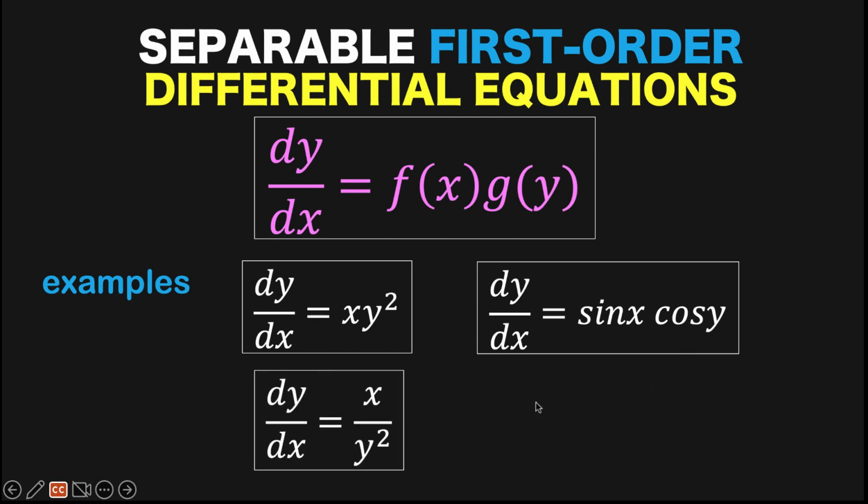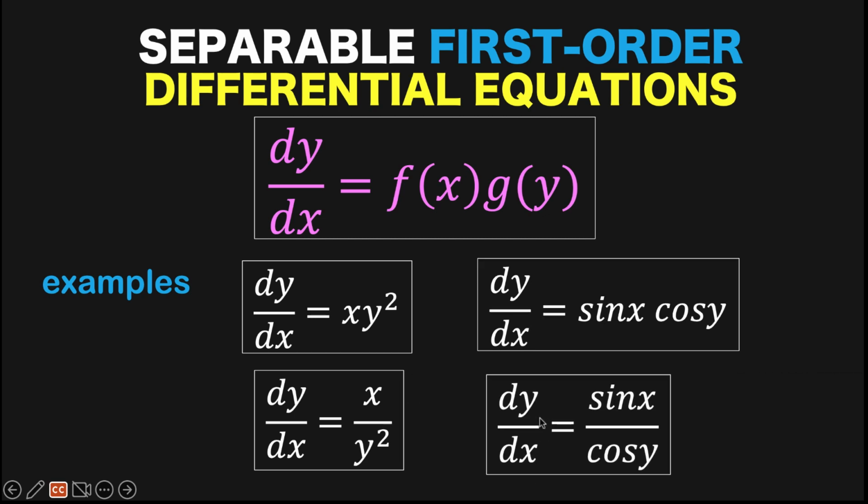Here's another example. dy over dx equals x over y squared. Now, this fraction can always be rewritten as a product by rewriting the denominator y squared as 1 over y squared, and so the product here is x times 1 over y squared. Another example is dy over dx equals sine of x over cosine of y. Again, we can rewrite this quotient as sine of x times 1 over cosine of y.